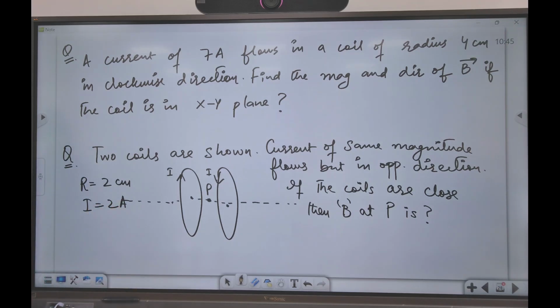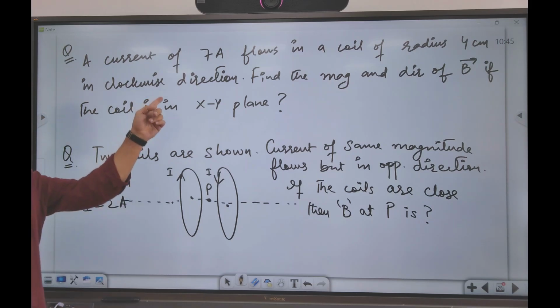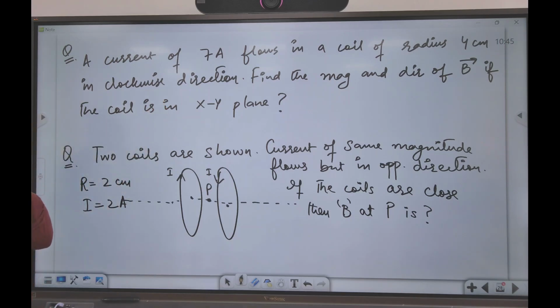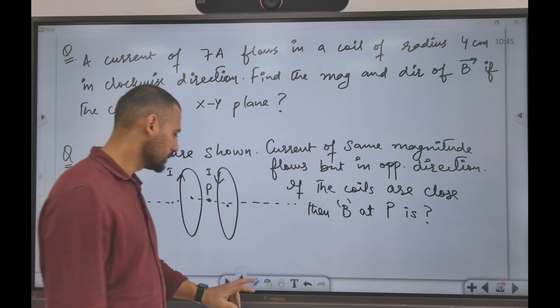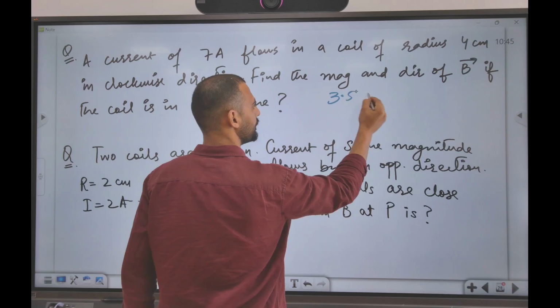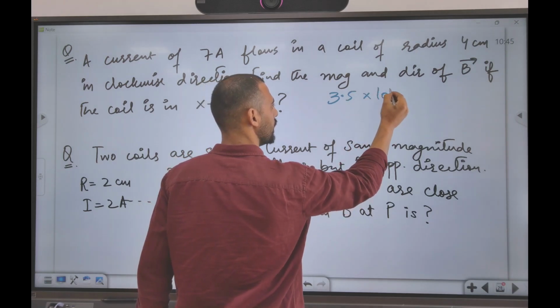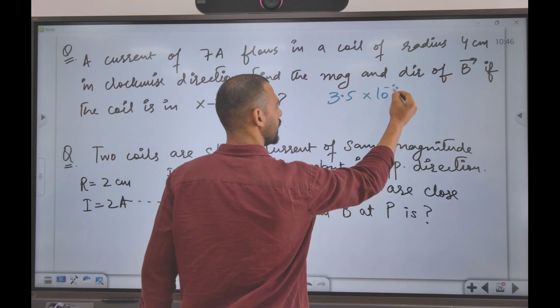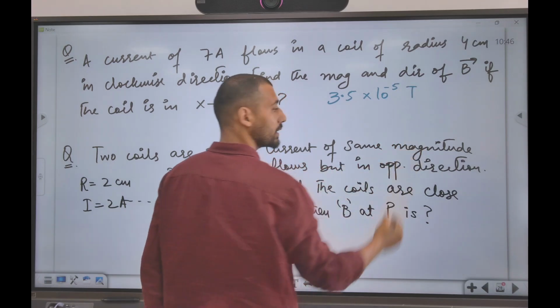Come on, do this question. The first one and the second one. The first one you did? Yeah, tell me the answer. 3.5. I got 3.5. 3 point? Multiplied by 10 to the power? -5. Direction?